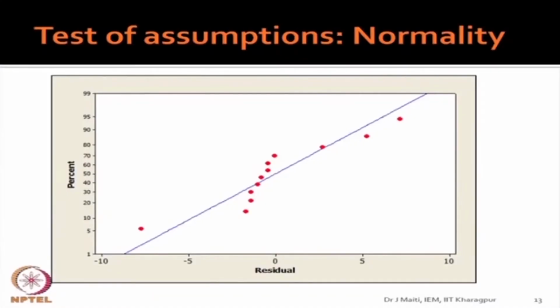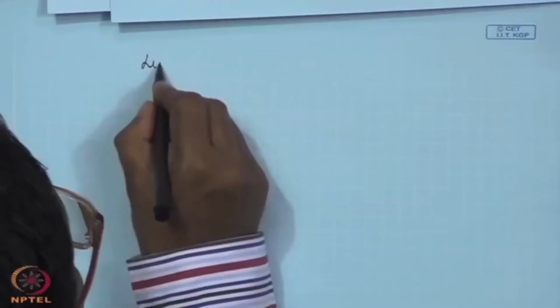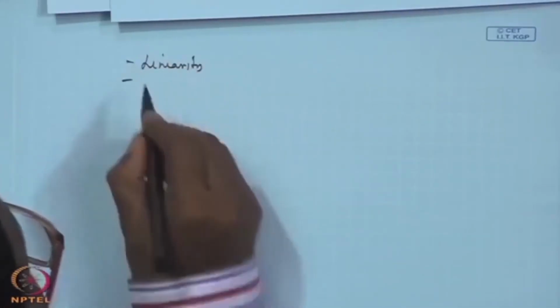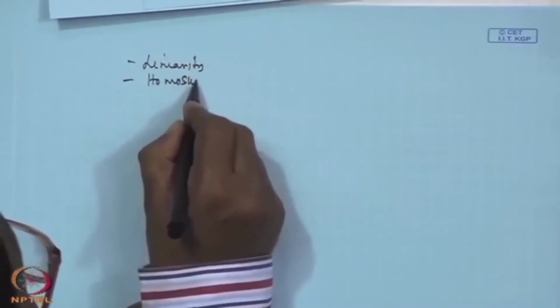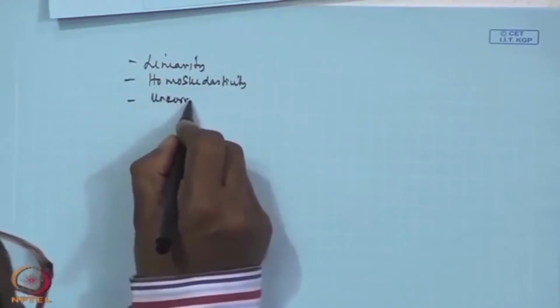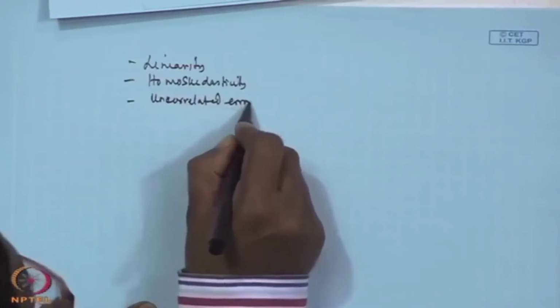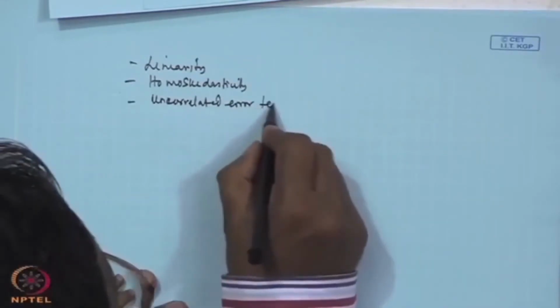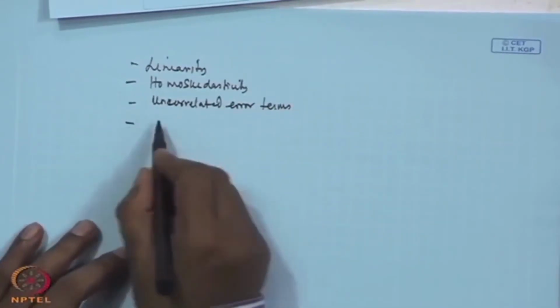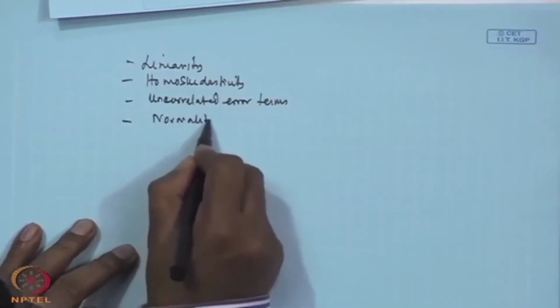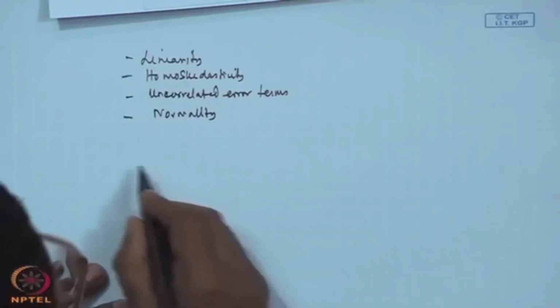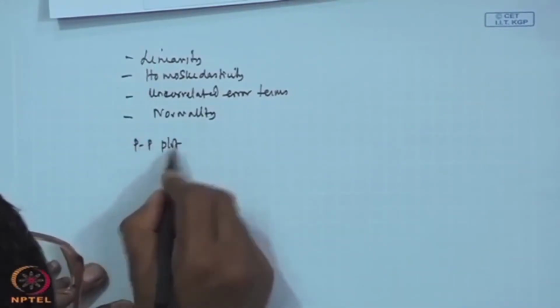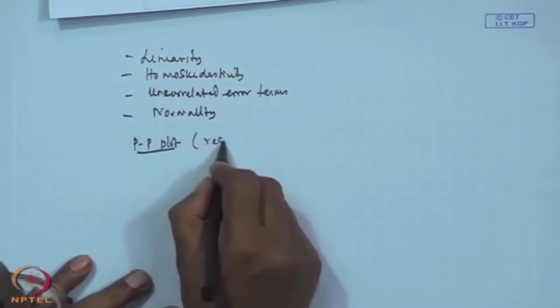So we have seen the first one is linearity, the second one we tested is homoscedasticity, and the third one is uncorrelated error terms. Now we will discuss normality. I have discussed normality earlier with respect to ANOVA, and there I discussed the PP plot, the probability plot. Definitely this is related to residuals.